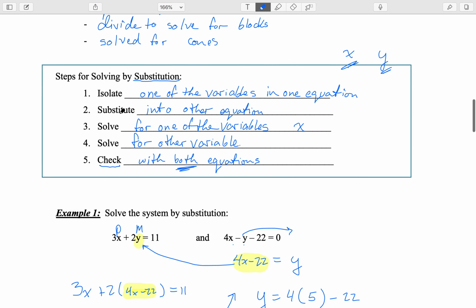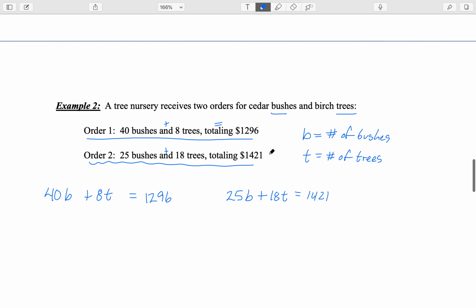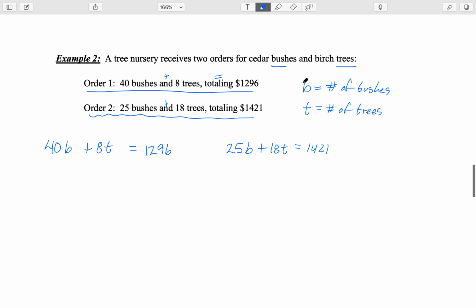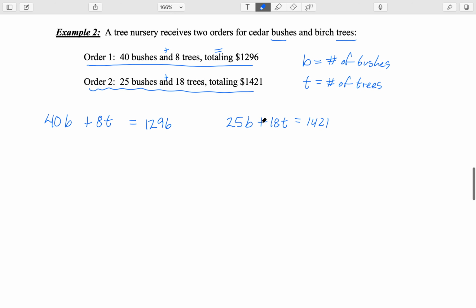Okay. Step 1, isolate one of the variables. So either x or y. Oh, hang on, it's not x and y. Either solve for b equals or solve for t equals. What should we do here?